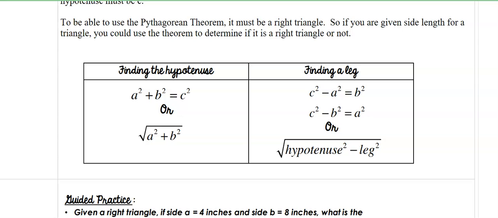So if we are finding the hypotenuse, we have a squared plus b squared equals c squared. Or if we rewrote it, we have the square root of a squared plus b squared is equal to c.